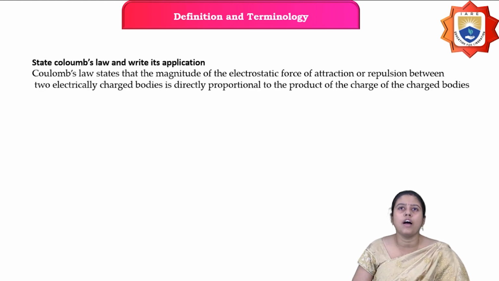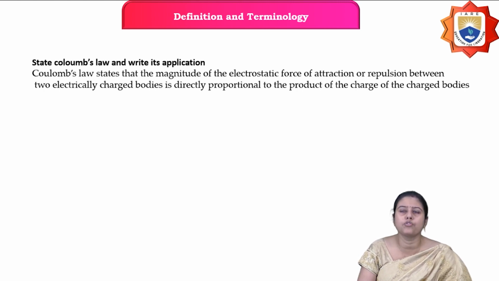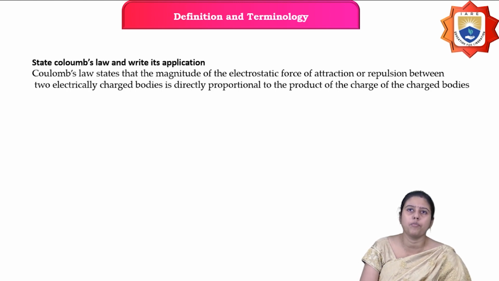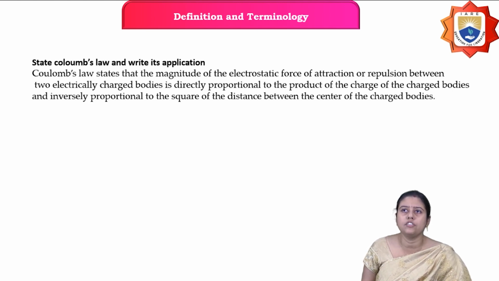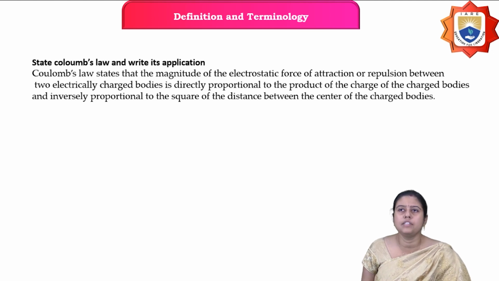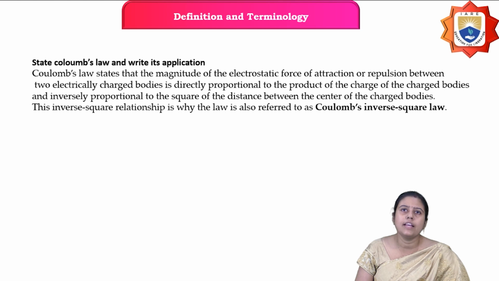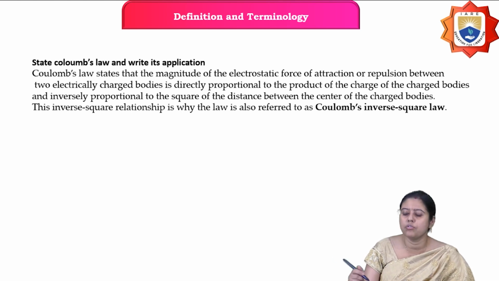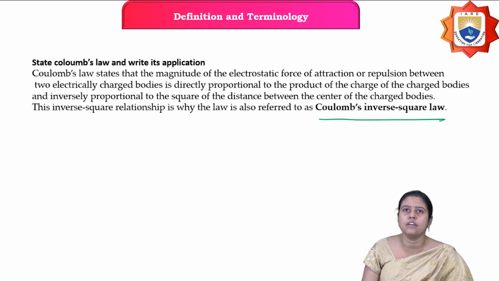State Coulomb's law and write its application. Coulomb's law states that the magnitude of the electrostatic force of attraction or repulsion between two electrically charged bodies is directly proportional to the product of the charges and inversely proportional to the square of the distance from the center of the charged bodies. The inverse square relationship is also known as Coulomb's inverse square law.